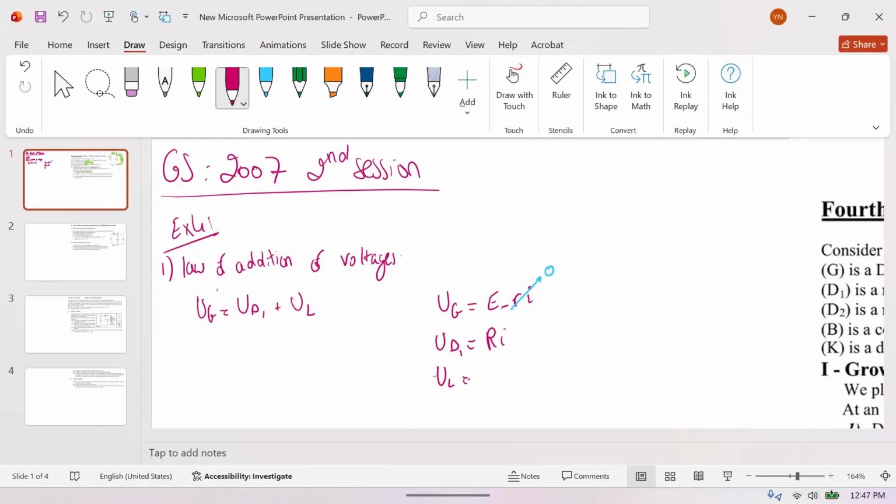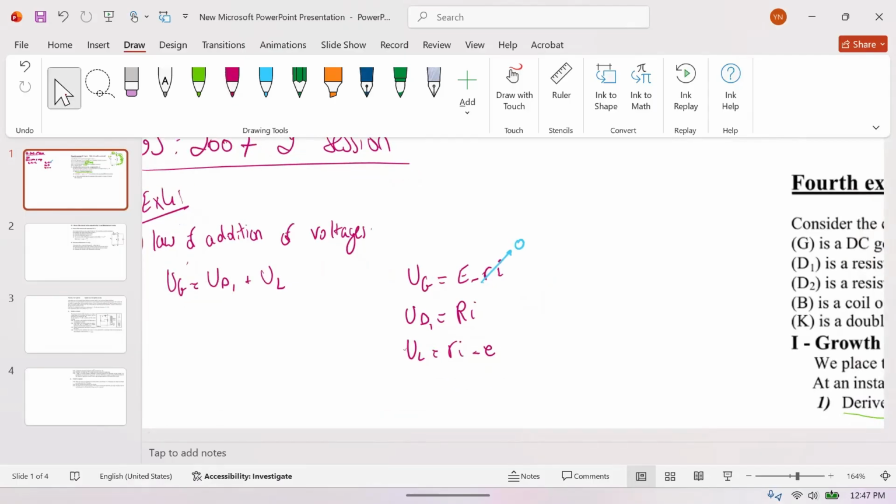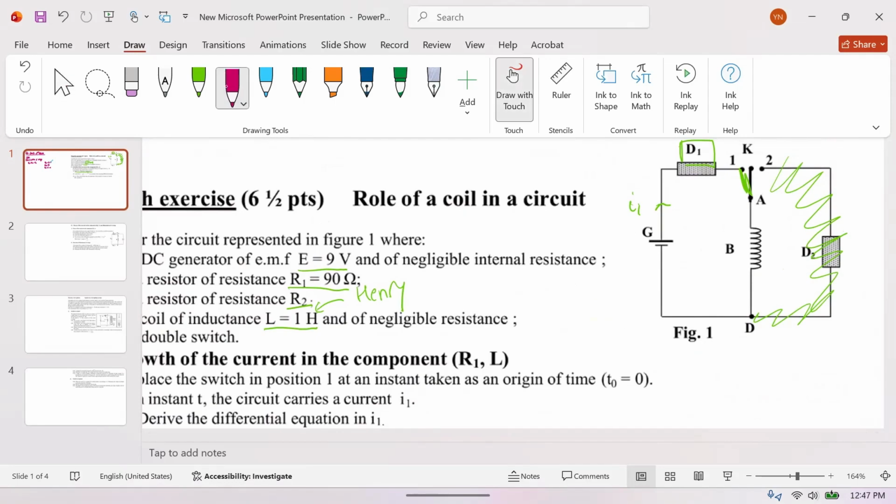Now UL, its formula is Ri minus E. If the current is flowing in, let's suppose we have point A and point D, they mentioned that, we have the current I1 flowing through A and going out from D. So UAD of the coil is supposed to be Ri minus E. Now, if we take the opposite direction, as we always talked about, UDA, you took the opposite sense of the current, so you have to say E minus Ri. So it's the conventional direction that we choose.